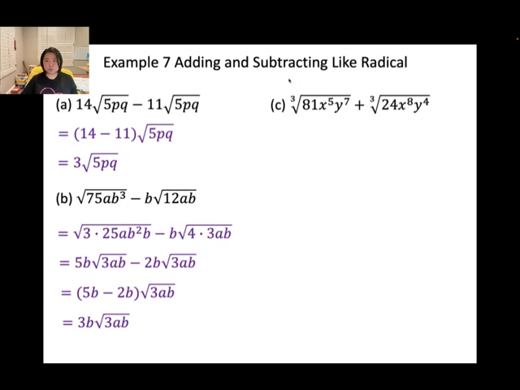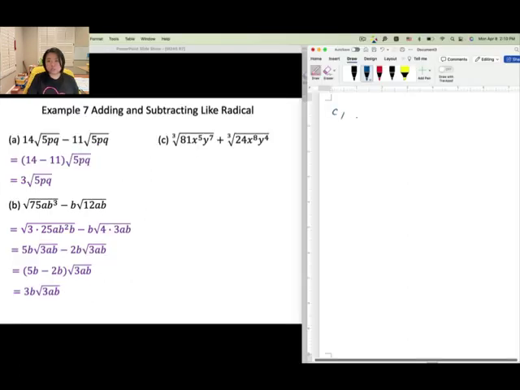Okay, C, let me show you how to do part C. 81 you could break down to 3 to the power of 4, and then x to the 5, y to the 7, plus the cube root of 24. I could break it down as 2 cubed times 3, x to the 8, and then y to the power of 4.